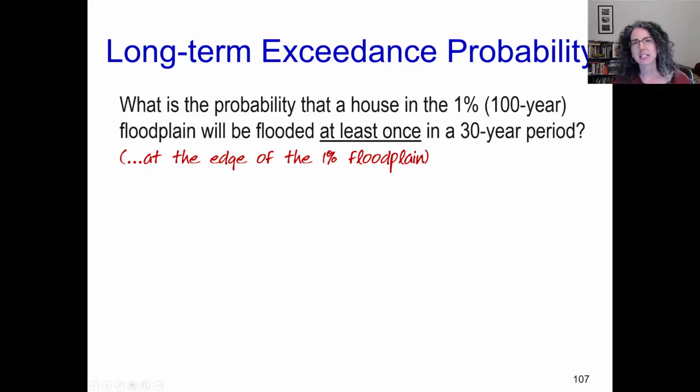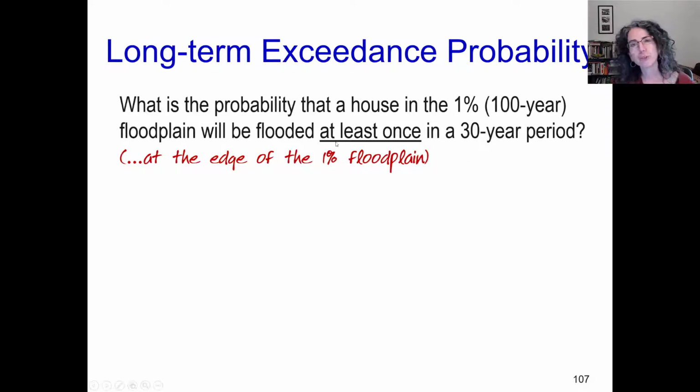So let's consider this example. What is the probability that a house in the 1% or 100-year floodplain will be exceeded at least once in a 30-year period, typically the length of a mortgage? So let me adjust that just a little bit at the beginning. The location in the 1% floodplain that actually has a 1% likelihood is only the edge of the 1% floodplain, right? The likelihood is 1% at the edge, and then in all the area closer to the source of flooding, the likelihood of flooding is going to be higher.